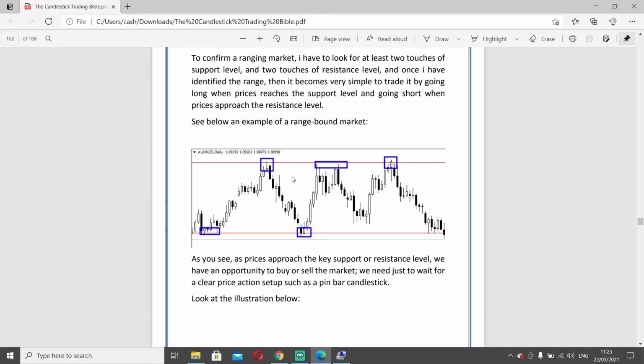So as you see, prices approach the key support or resistance levels. We have an opportunity to buy or sell the market. We just need to wait for a clear price action setup, such as a pin bar candlestick.